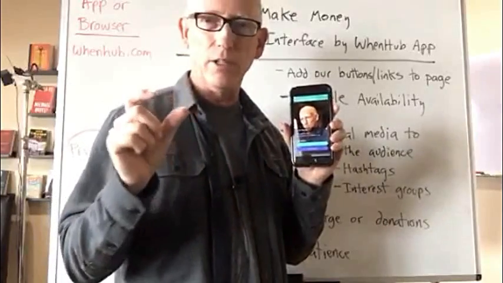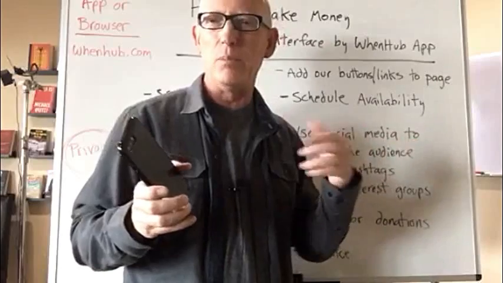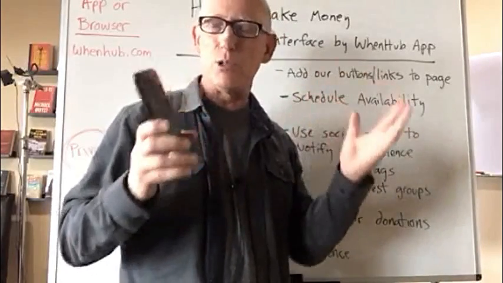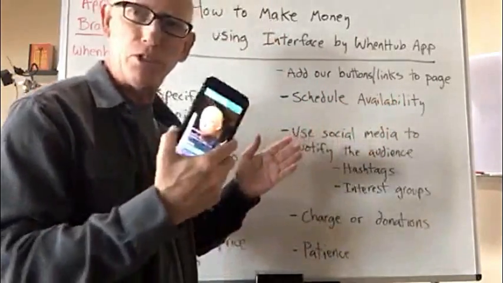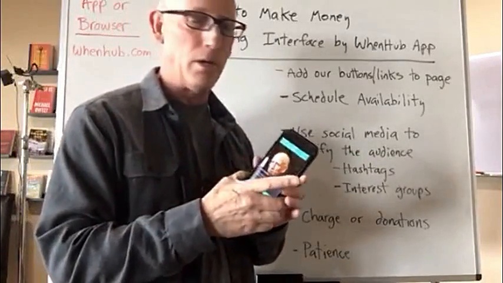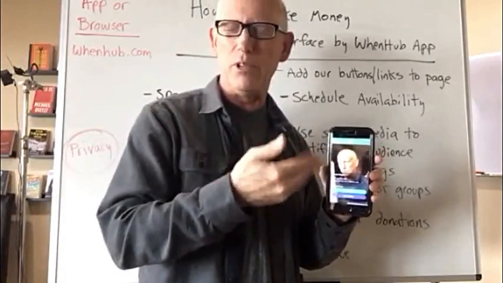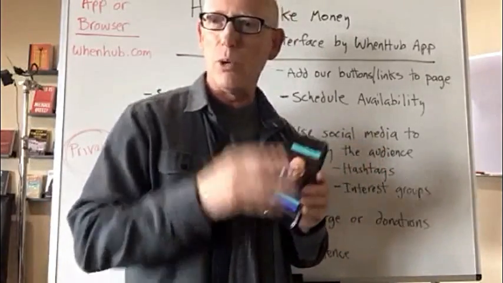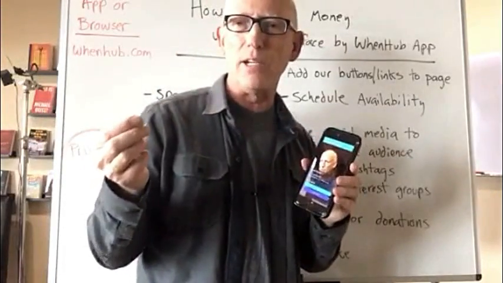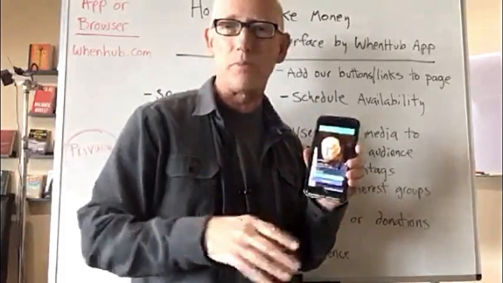You can grab the link and just put it in your profile, and then people will go to the page that shows your profile. Because remember, this is duplicated on the browser. If you go to WhenHub.com, you'll get the same function as the Interface by WhenHub app that's on your mobile phone. So a link will take them to at least the website, and if the person has the app, it'll take them to the app. But it works both ways.